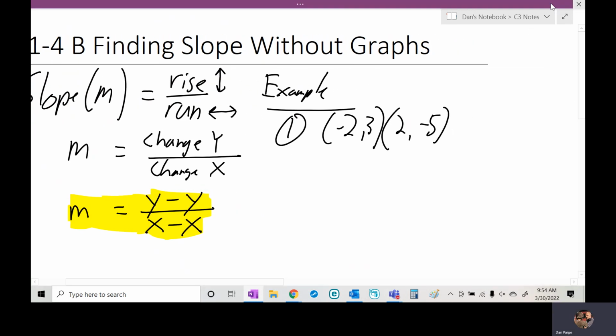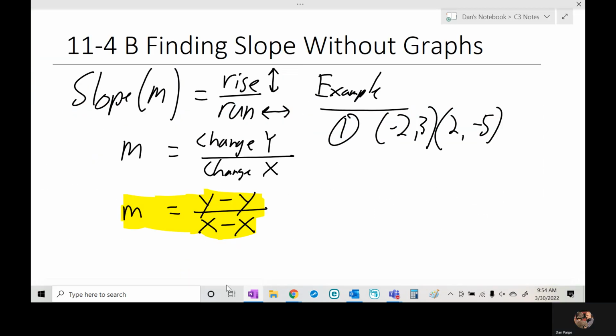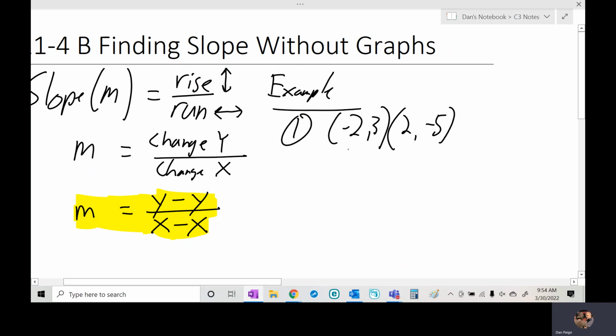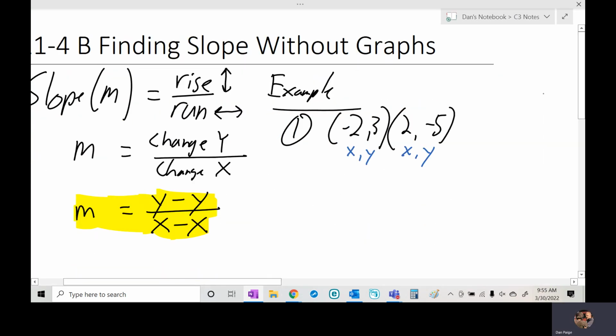Now, in these little points, as a reminder, they write them out in alphabetical order. So this is the x, and that's the y, right? And then this is the x, and that's the y. So what we could do, instead of graphing them out and drawing a picture and counting it, is just subtract the y's and put that in the numerator, and then subtract the x's and put that in the denominator. So let's do that. We're going to write it out, and this is how you're going to show your work.